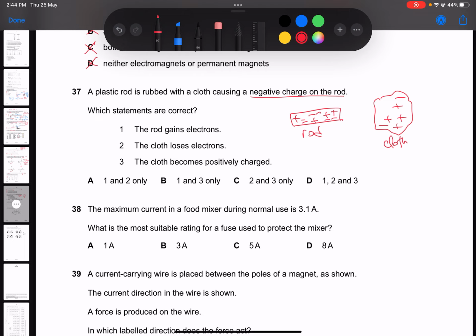Now, which statements are correct? The rod gains electrons. Definitely it gains, that's why it's negatively charged. The cloth loses electrons. Yes, it gives out the electrons to the rod. It's not coming from somewhere else. The electrons are shared between these two only. The cloth becomes positively charged. Definitely. When you look at the cloth, it has more positive charge, no, more protons relatively. So it's going to be correct. So the answer is D.